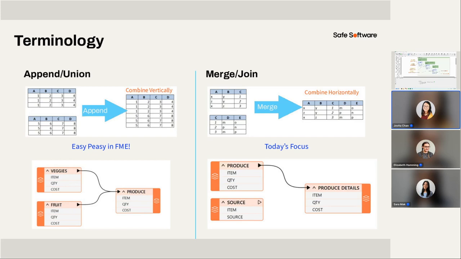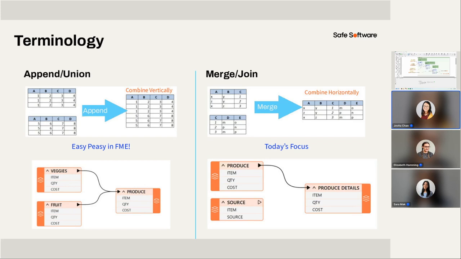What that looks like in FME means that if you had two readers or two reader feature types, let's say veggies and fruit, they've got the same schema, so they each have item, quantity, and cost. Our output would be produce with item, quantity, and cost. So we get this one data set that's just a little bit longer that combines these two data sets in an append. What we're focusing on in this webinar today is merging or joining on the right side.